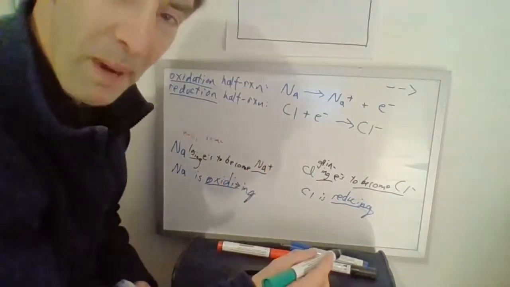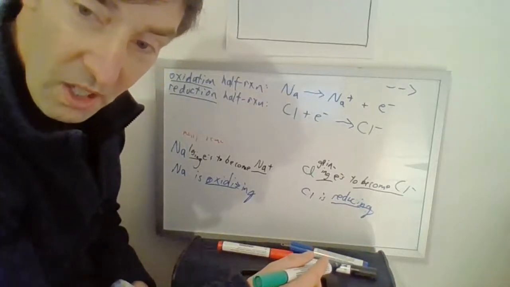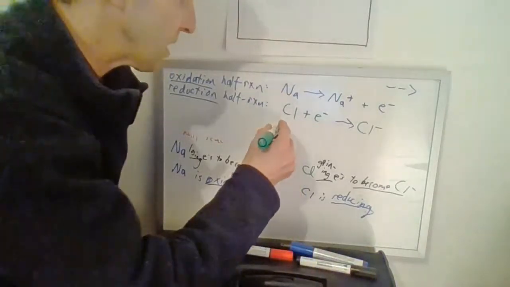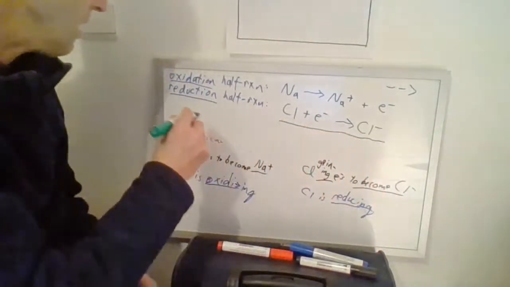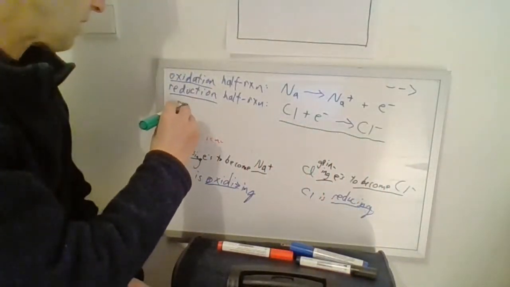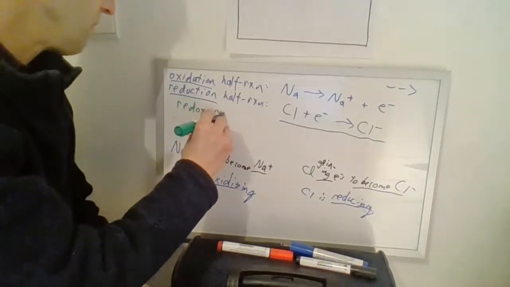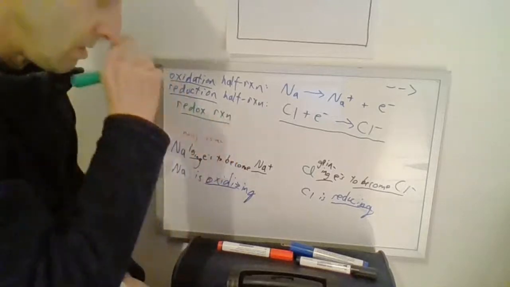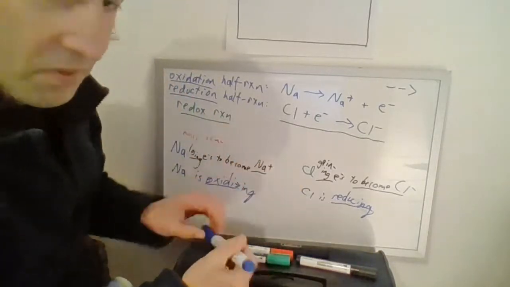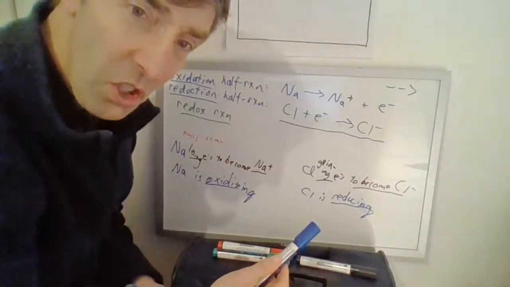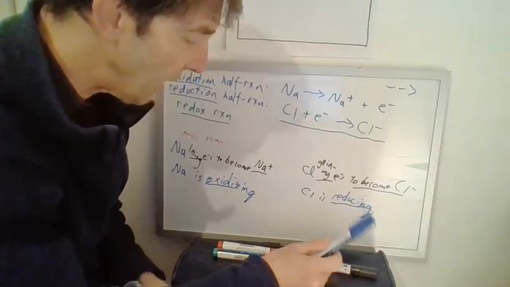Now we're going to kind of combine them. You might have done this in algebra class. If you haven't, well, you're going to do it now. So here we go. We're going to combine them, and we're going to do the redox reaction. You ready? Here we go. Now, we're going to add these two equations. We're going to add this one and this one. But here's the funny thing.